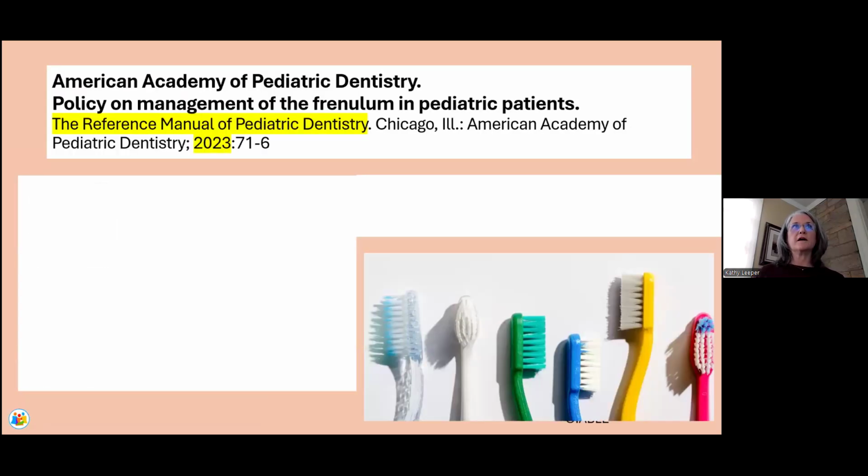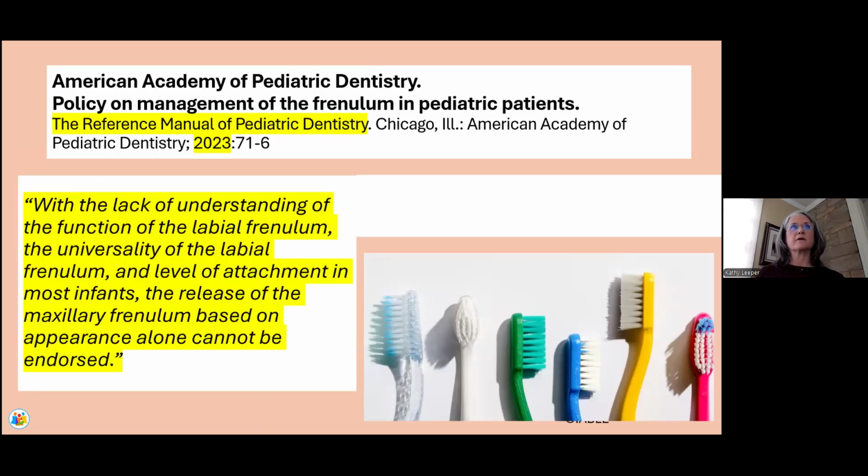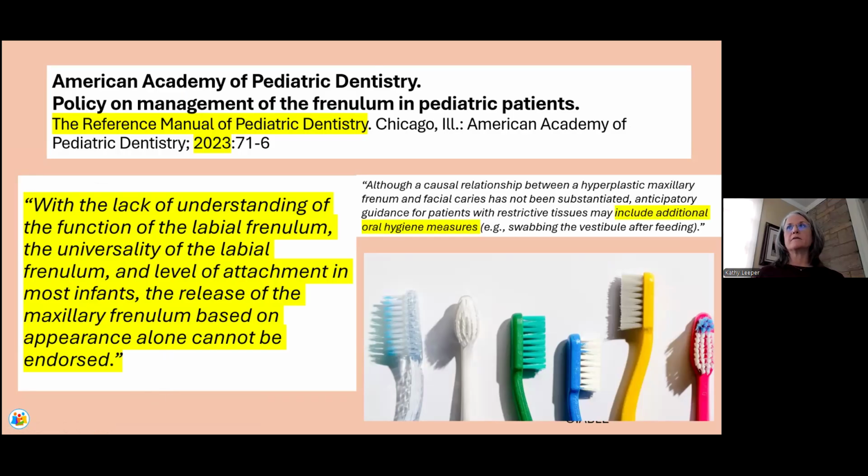This is just the American Academy of Pediatric Dentists statement that labial frenulums should be left alone. Maxillary frenulum is another name for that, that there's no reason to clip them in babies, and that if they're really restrictive and you think they're causing trouble with food sitting next to the front teeth, that you can work harder to make sure you're taking care of brushing those areas and not letting food collect.